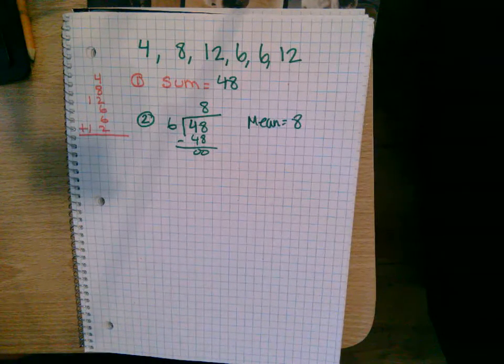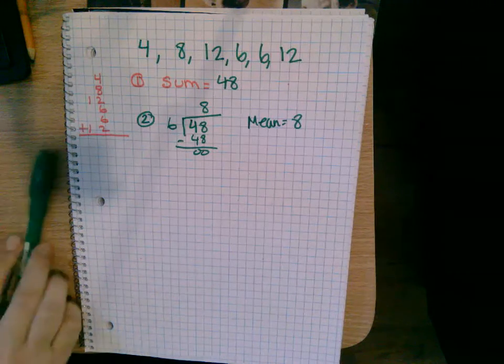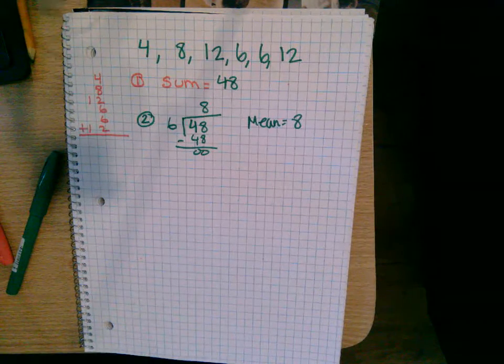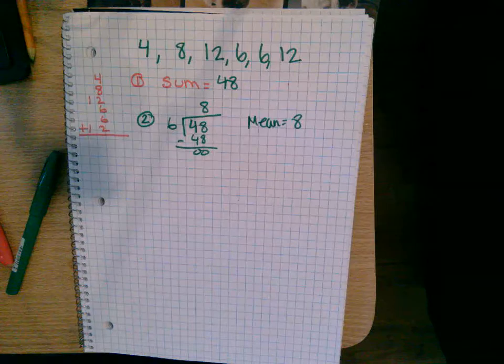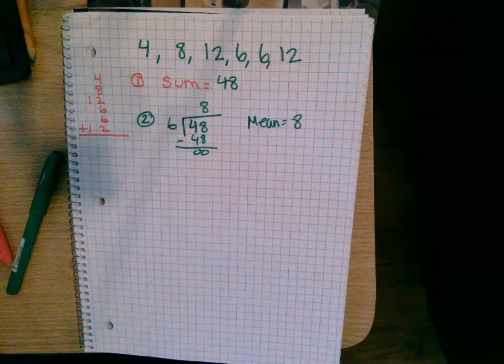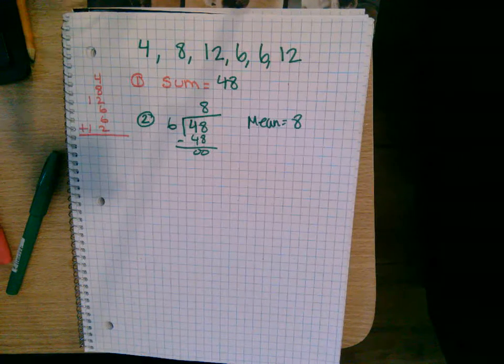Are we okay? So what's your first step? Your first step is to add all the numbers. Good. And then your second step is to divide. Divide by how many numbers you have.